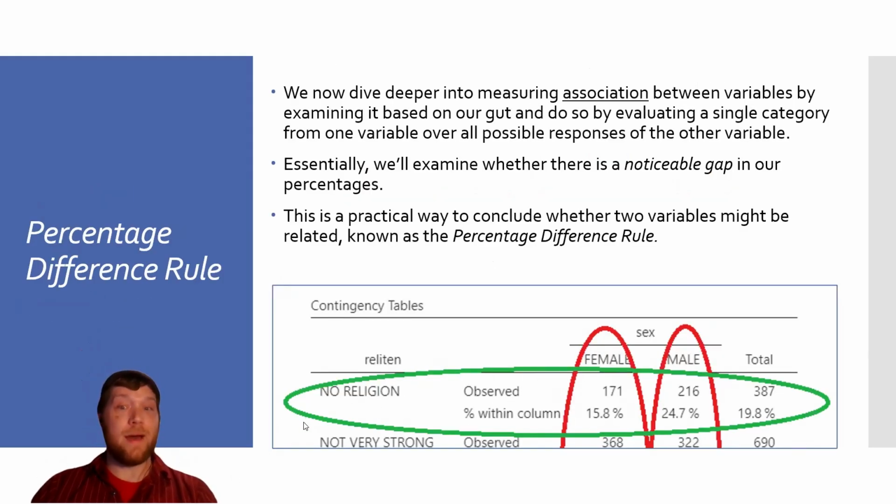So what I mean by that is I'll take some row and examine, based on these two columns, whether or not there seems to be a difference. If there seems to be a significant difference, a noticeable gap, this gives us some good gut instinct that maybe there is a practical difference. Do these differences exist? I think so.